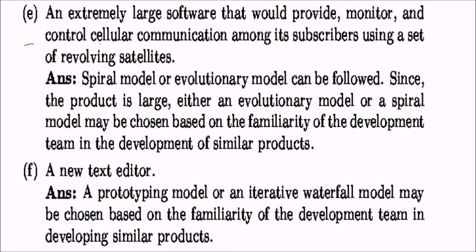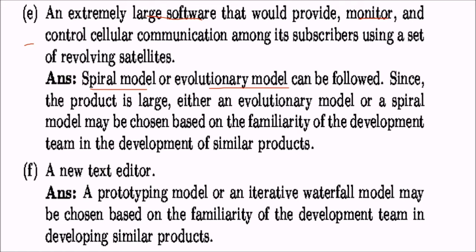E is an extremely large software. It's quite large software that would provide, monitor and control cellular communication among its subscribers using a set of revolving satellites. So, in this, we'll choose spiral or evolutionary model. Why? Because these two are used when the software is extremely large.